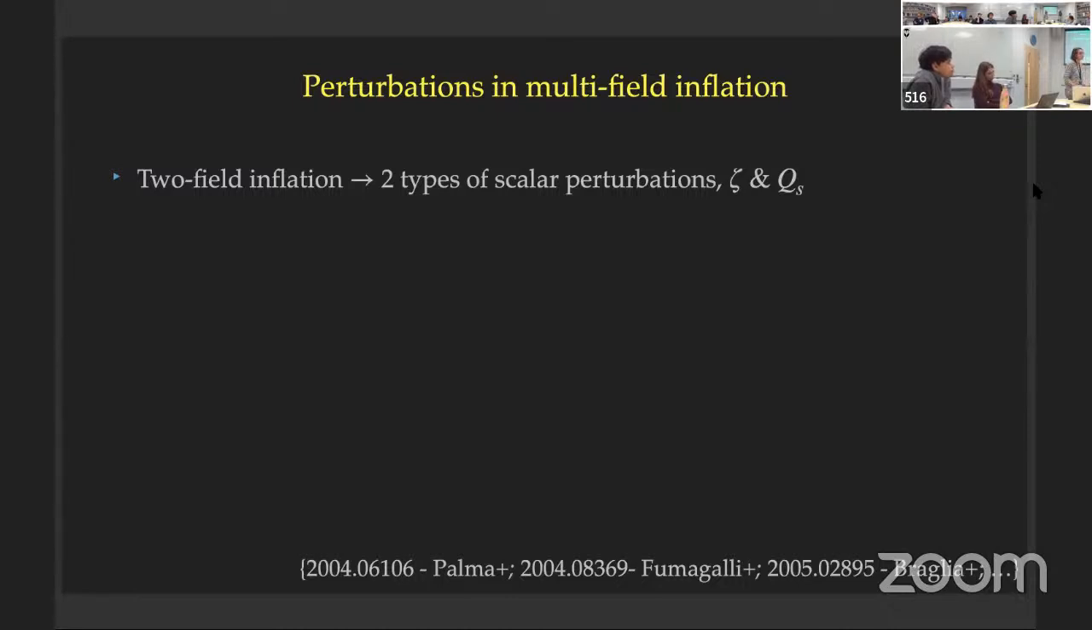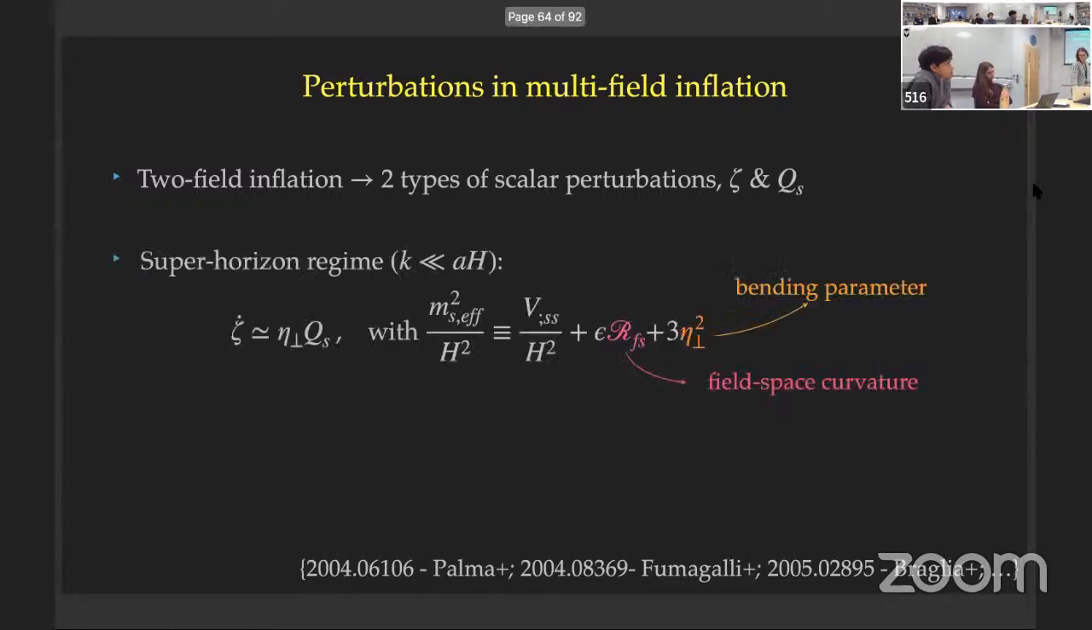Since this is a two-field model, there will be two types of perturbations. The scalar perturbation, which we call zeta, the curvature perturbation, with perturbation Q_S. On superhorizon scales, in order to understand the dynamics of this fluctuation, I think it's useful to look at the superhorizon regime. What happens is that zeta dot is not 0, but will depend on the second perturbation, the isocurvature perturbation. So in the presence of a turning trajectory, so eta perp is different from 0, you can have sourcing from the isocurvature perturbation to the curvature perturbation.